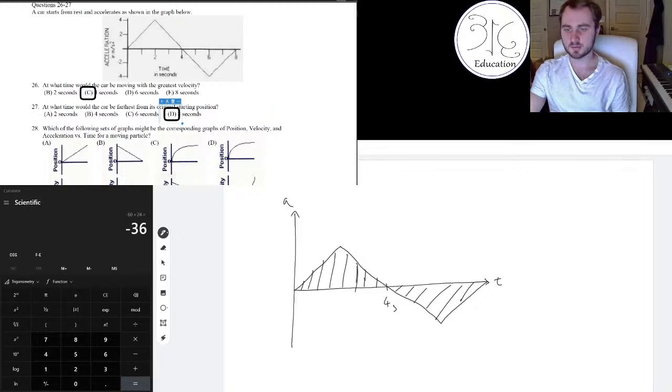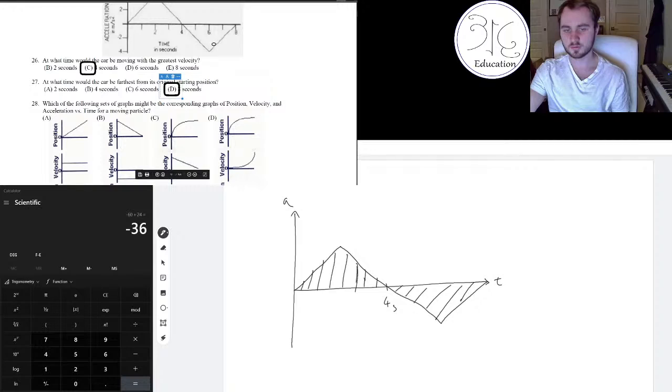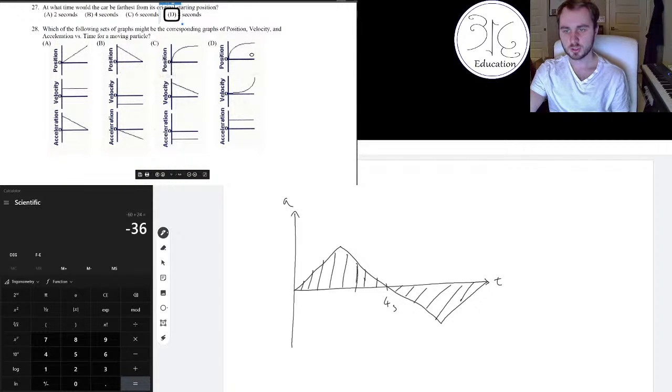Which of the following sets of graphs might be the corresponding graphs to the position, velocity, and acceleration of a moving particle? Okay, so we're just comparing a full set of 3 graphs to see if they all correspond with each other. So right away we can throw out A and B because they have the wrong relationships between acceleration and velocity. We expect, if acceleration is flat, velocity to be a straight line at an angle like that. And immediately D messes that up. So we're left with C. So C is our best option just by looking at all the other ones and seeing where they're wrong.